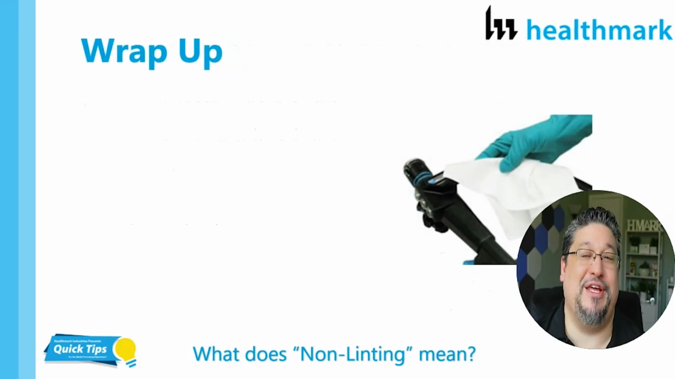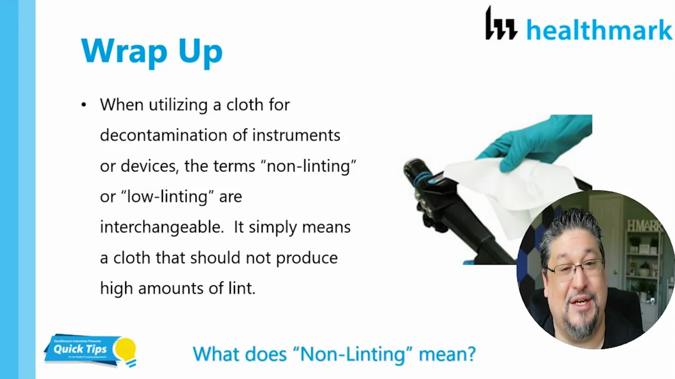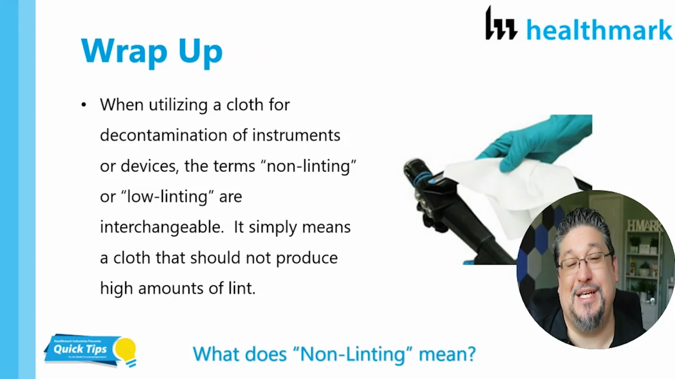But just to kind of sum everything up for us, when you're utilizing a cloth for decontamination of instruments or devices, those terminologies, non-linting or low linting, are interchangeable. It simply means that your cloth that you're using should not be producing high amounts of lint. Again, if you reuse anything over time, eventually the usage will catch up to you and it will start linting. So I hope that clarifies the terminology of non-linting and how it differs from that quote unquote lint free.